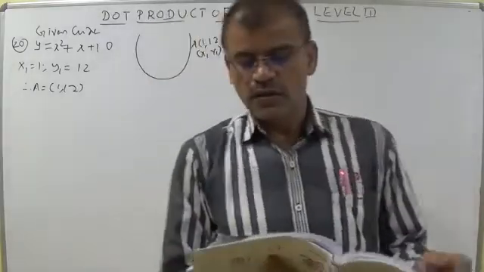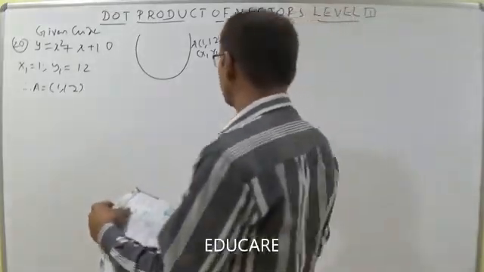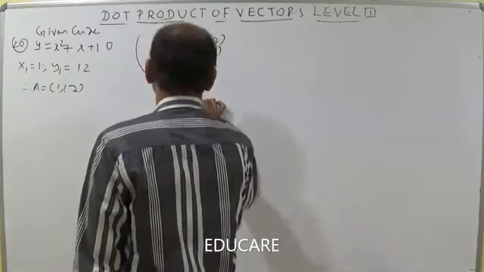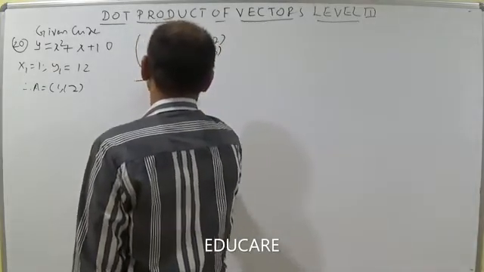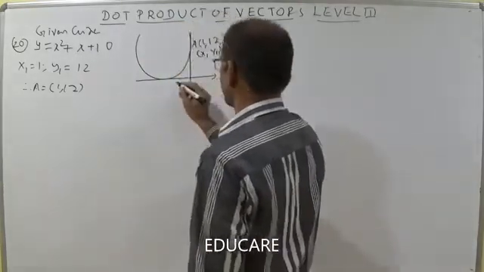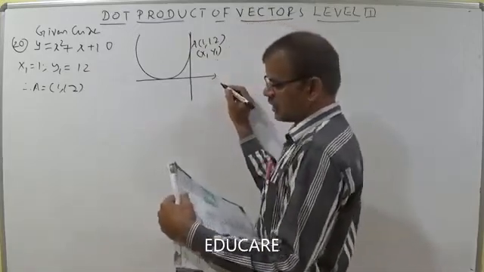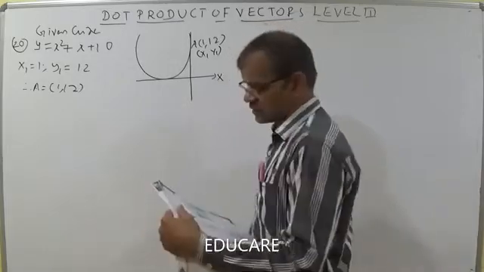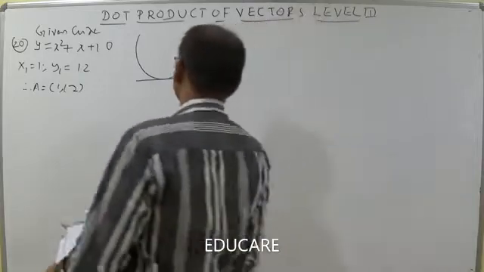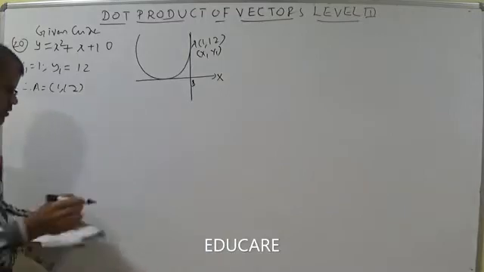If the tangent at A cuts the x-axis at B, find the value of OA dot AB. Draw the tangent here. This is the x-axis, and this is the origin 0, 0. This is a parabola. The tangent at A meets the x-axis at B. Then you find OA dot AB.